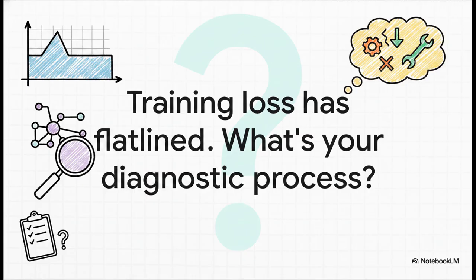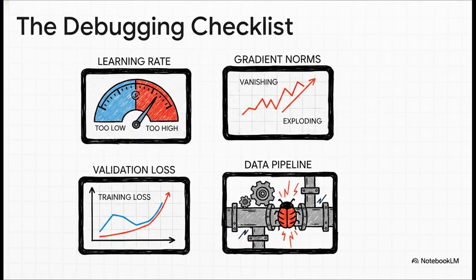You come in, check the training logs, and the loss has completely flatlined. It's just a flat line, it's not improving at all. This is a classic problem. So walk me through your diagnostic process, step by step. What is the very first thing you check? A top-tier answer here isn't just a list of ideas, it's a systematic process.